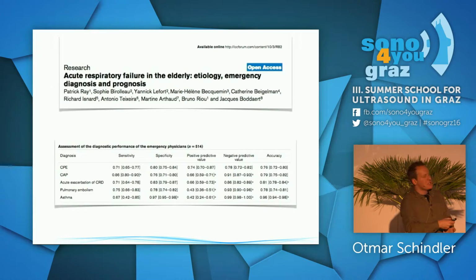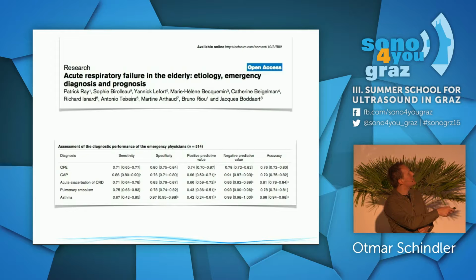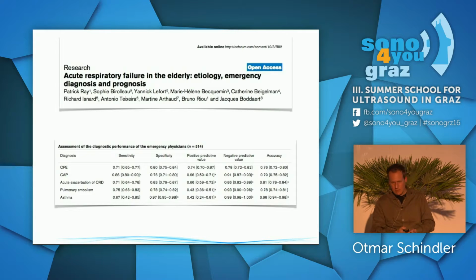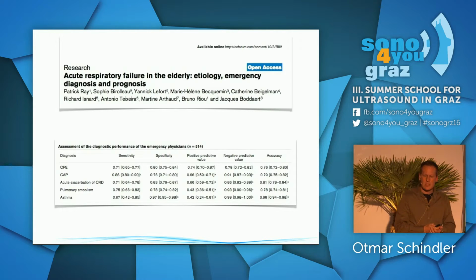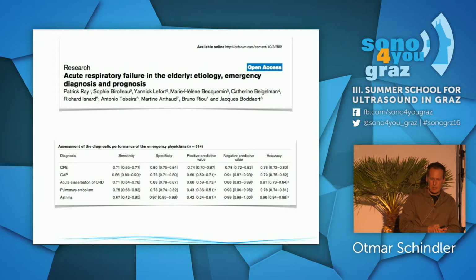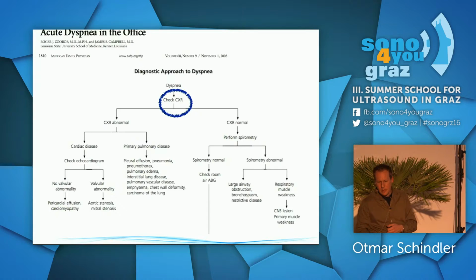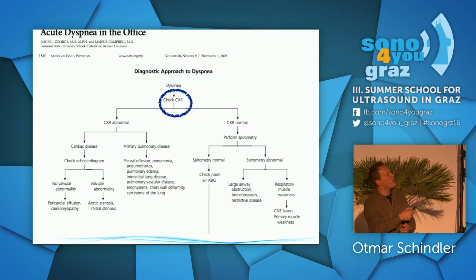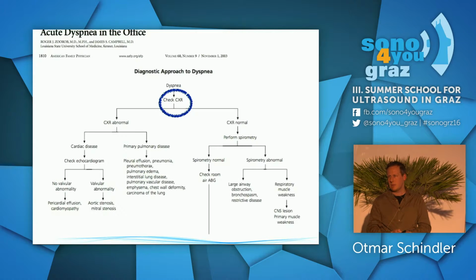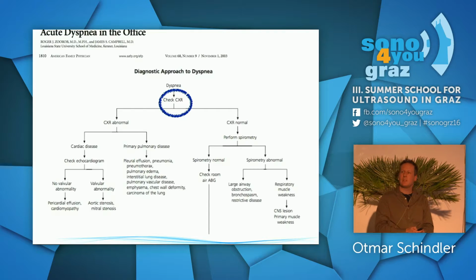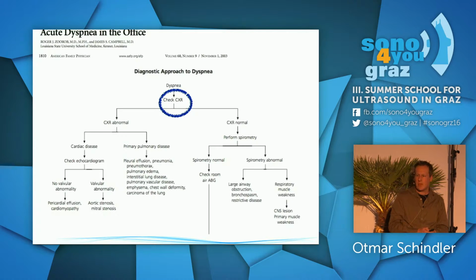How do emergency physicians do with acute respiratory failure and dyspnea? Yeah. Sensitivity, specificity is quite low with all these frequent diagnoses, so the performance is not too good. That's a study from an emergency room, so we go back to the office. If the patient comes to your office, the first thing they want you to do is check an X-ray. Who does a conventional X-ray on a patient who has really difficulty breathing? Can't do that, in fact.